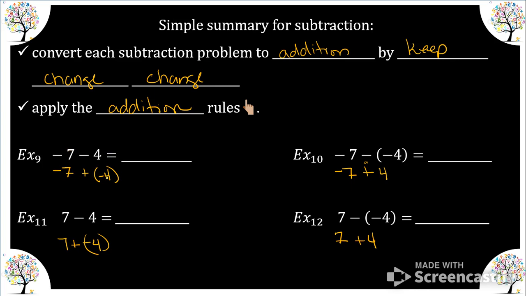Now we have negative 7 plus negative 4. Signs are the same, so we add and keep the sign. Number 10, signs are different. We subtract and keep the sign of the one we have more of. We have more negatives, so we have negative 3. 7 plus negative 4, these are different, so we subtract and we have more positives, so our answer is positive. 7 minus negative 4 is the same as 7 plus 4. Signs are the same. We add and we apply the sign that they are. They are positive.